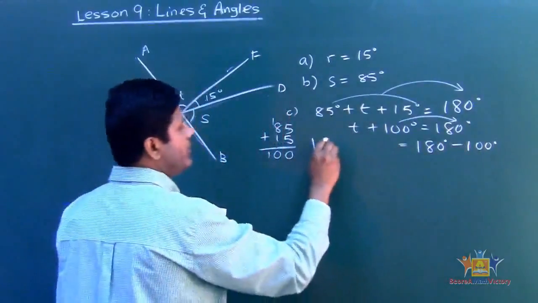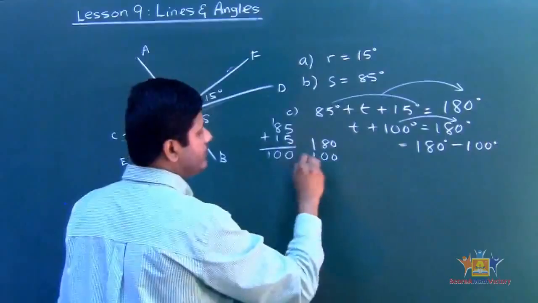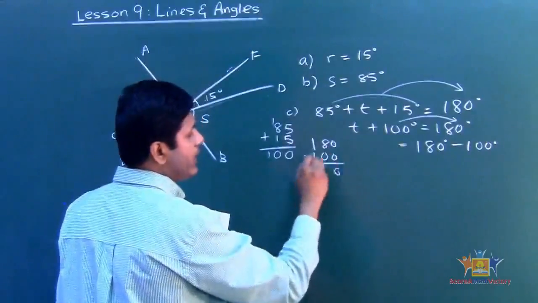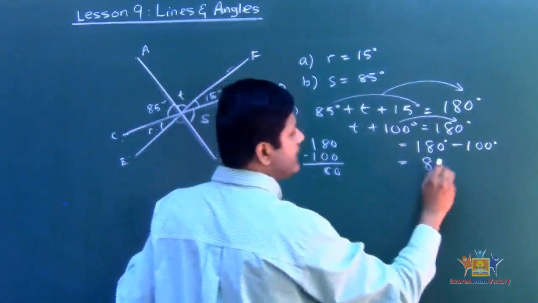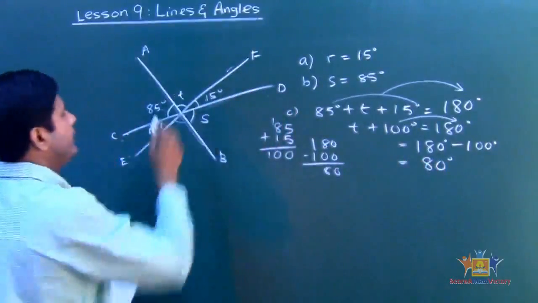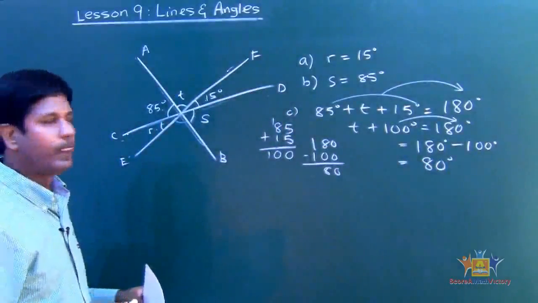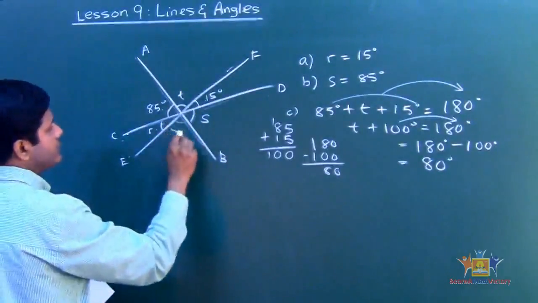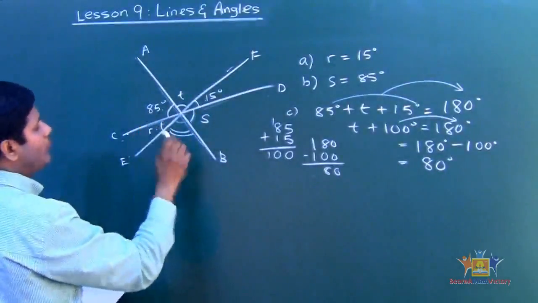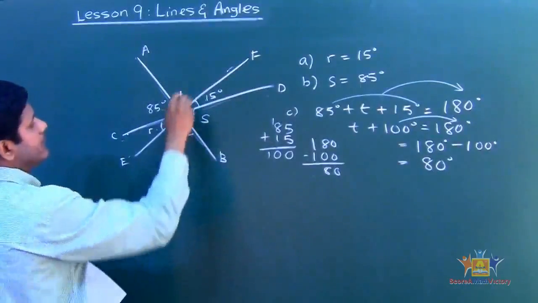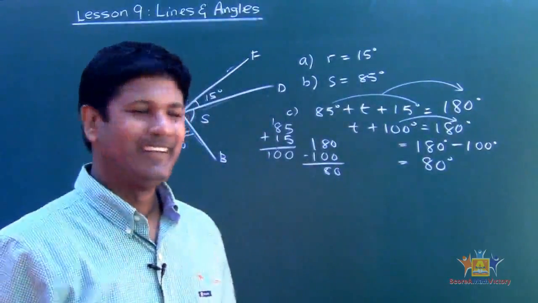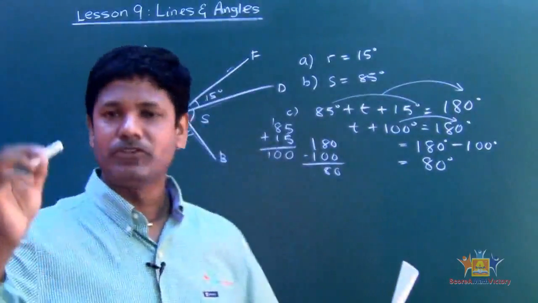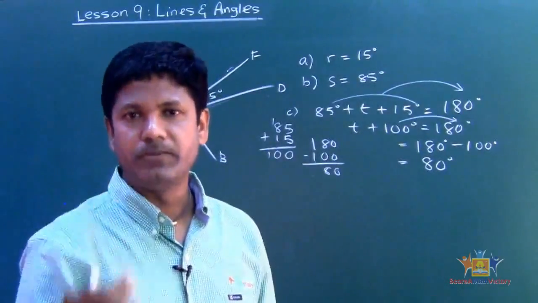180 minus 100. Line them up. 0 minus 0. 8 minus 0 is 8. 1 minus 1 is 0. That means 80 degrees. So T equals 80 degrees. If T is 80 degrees, and I simply ask you what this would be? Also 80 degrees, because they're vertically opposite angles. That's the purpose of this problem, just to make sure you understand vertically opposite angles.